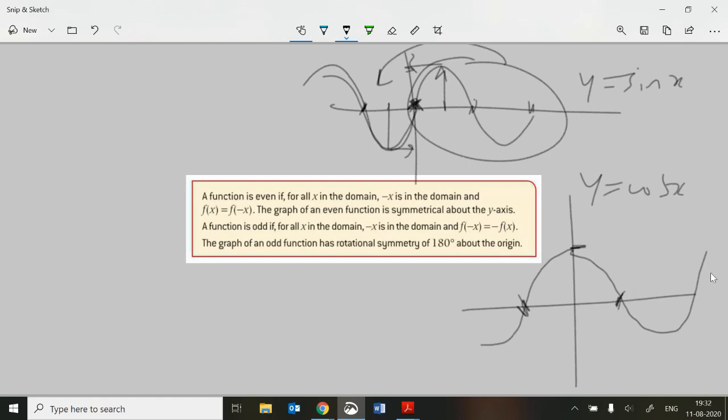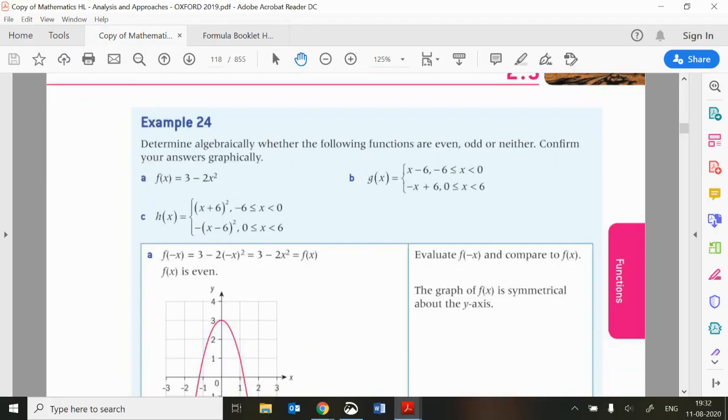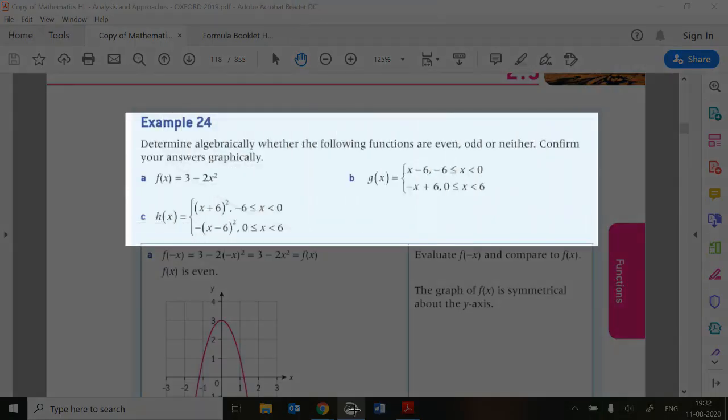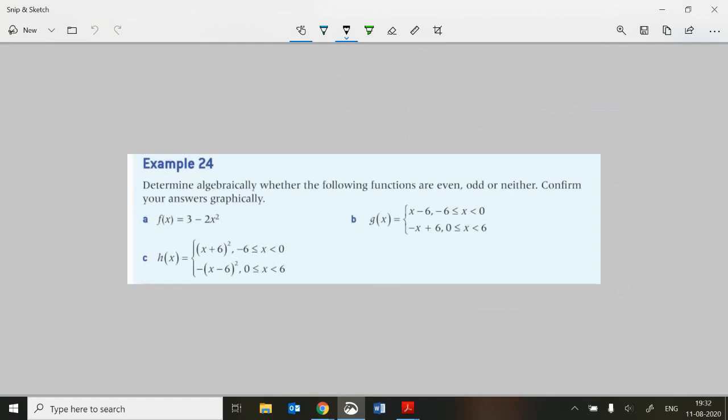Okay, you know, f of 90 degrees gives us 0, but f of minus 90 degrees also gives us 0. Okay, so with that in mind, let's have a look at the question. The question is asking us to come up with some functions. It says, determine algebraically whether the following functions are even, odd, or neither. Confirm your answers graphically. So it's not actually asking us to do this graphically to start off with.